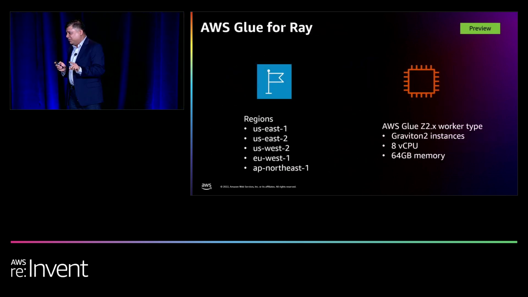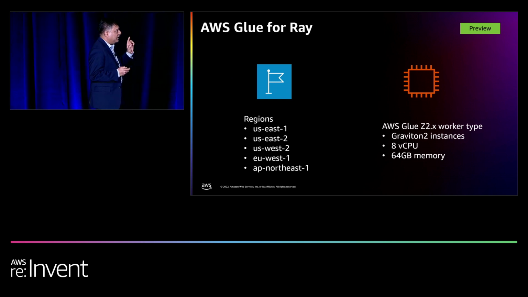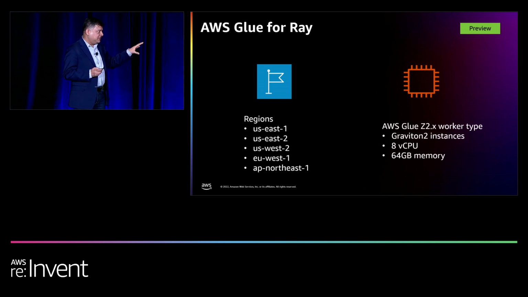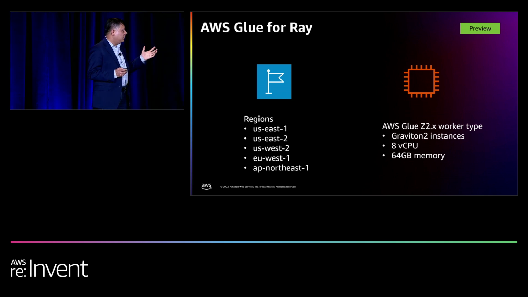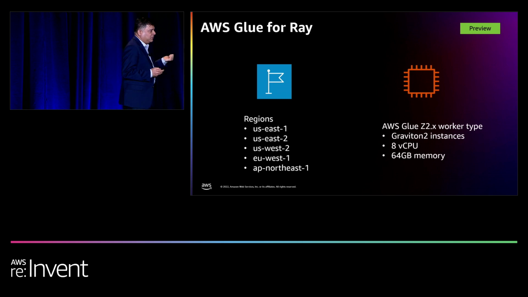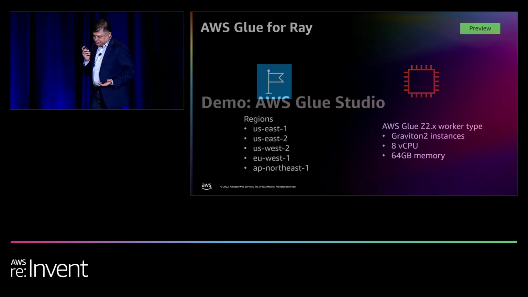So before we get to the demo, I do want to talk about the worker type. It is in preview right now. It's available in 5 regions. And as Nitin mentioned, we are using a new type of worker, which is a Graviton 2 instance, which comes with 8 virtual CPUs and 32 gig of RAM, so that you can plan your data integration workloads.